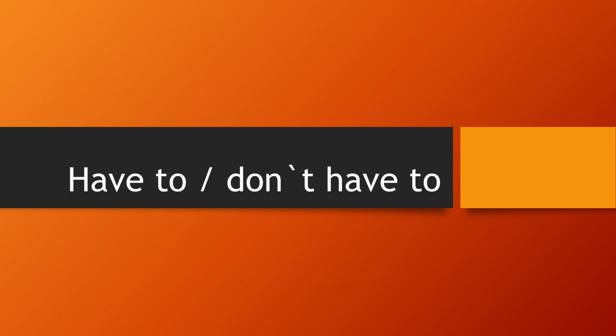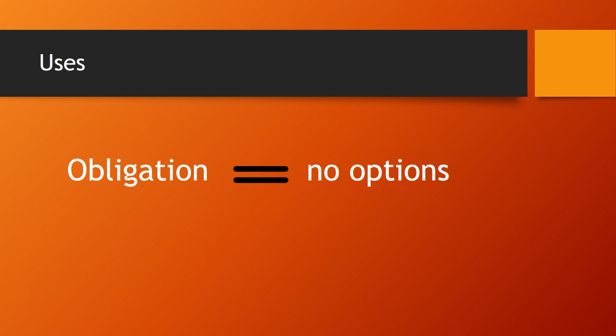We are going to be studying the grammar have to and don't have to. It's a very interesting grammar. It is not very difficult, but you have to be sure that you understand the third person. If you understand the third person, everything is going to be just fine. Okay, so here we go. We're gonna start with what the uses. Well, the main use is to express obligation.